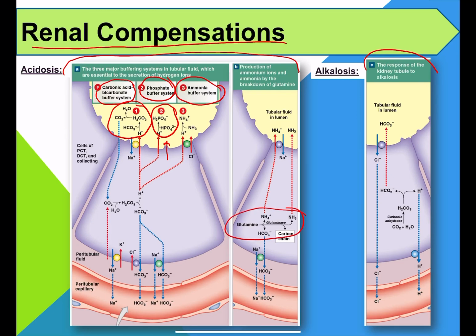All right, and then alkalosis is when you don't want to reabsorb bicarbonate ions. Bicarbonate ions are being secreted back into the urine, and you have reabsorption of hydrogen ions and chloride ions because the bicarbonate ion excretion has to counter-transport with chloride ions, okay?